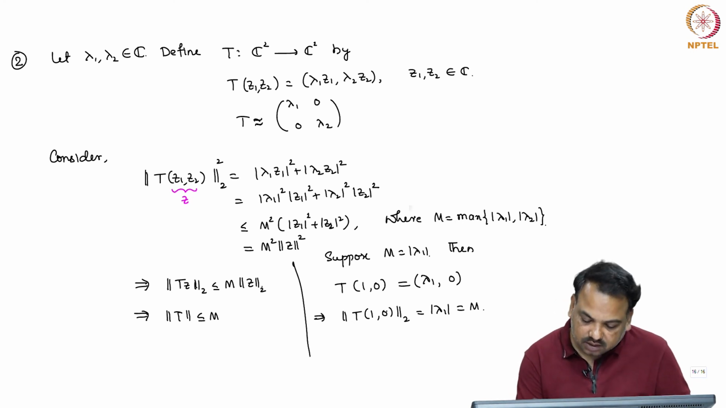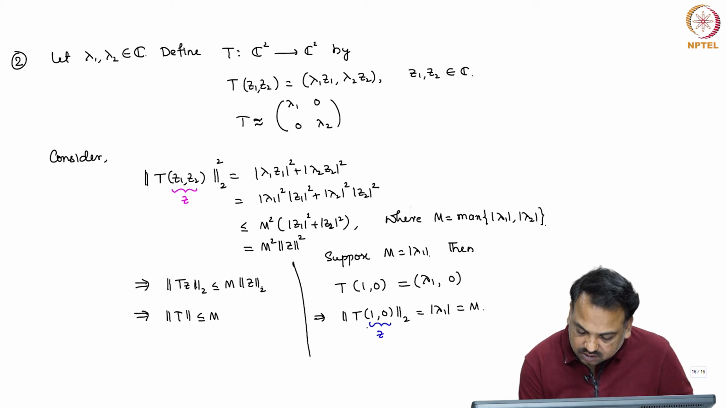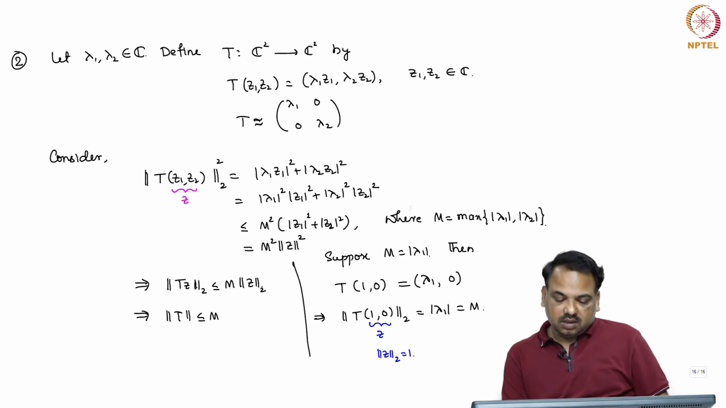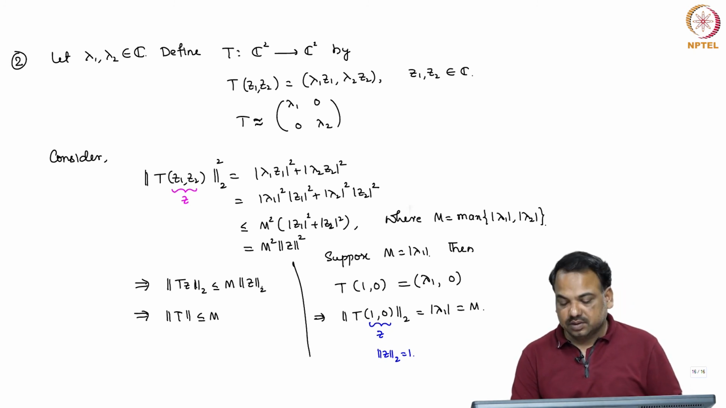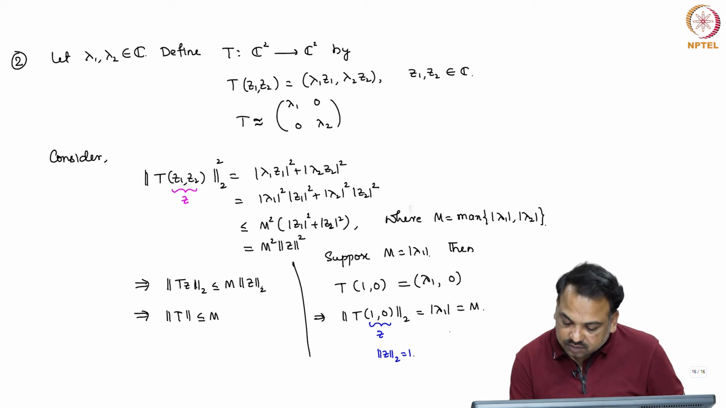So this vector, let us say z, norm of z is 1. We got a unit vector on which the norm is attained. I mean, we were expecting that norm of T is less than or equal to m, but we got that at some unit vector this m is attained. So from this we can conclude that norm of T is m.